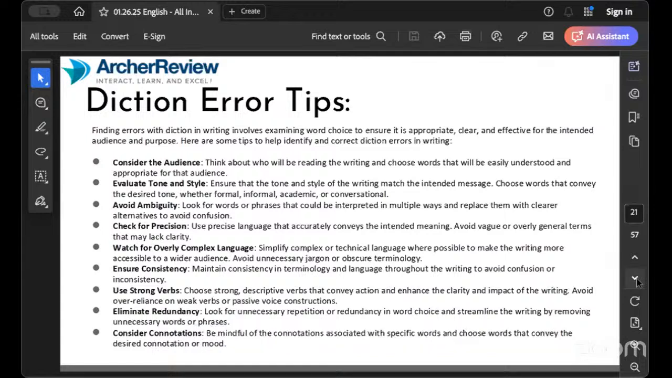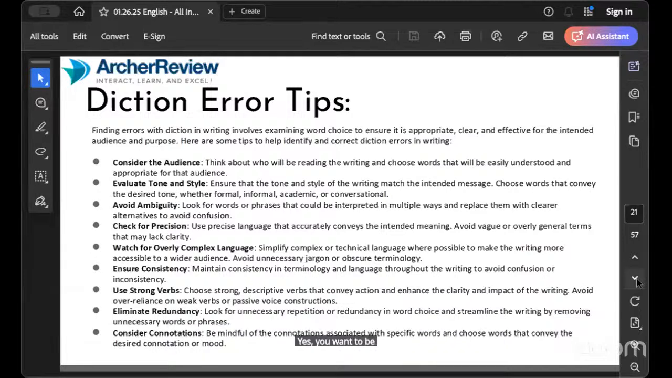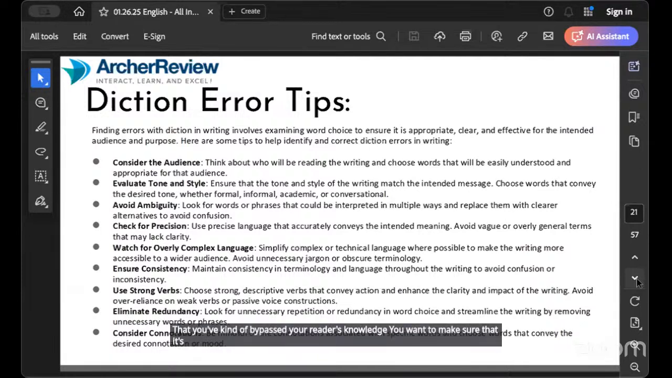On the other hand, make sure that you watch out for overly complex language. We do not want to overwhelm and bombard our reader with terminology and jargon that they cannot understand. Yes, you want to be clear, but you don't want to be so detail oriented that you've bypassed your reader's knowledge. You want to make sure that it's open, it's germane, that any reader, no matter their background, can understand what is being said.